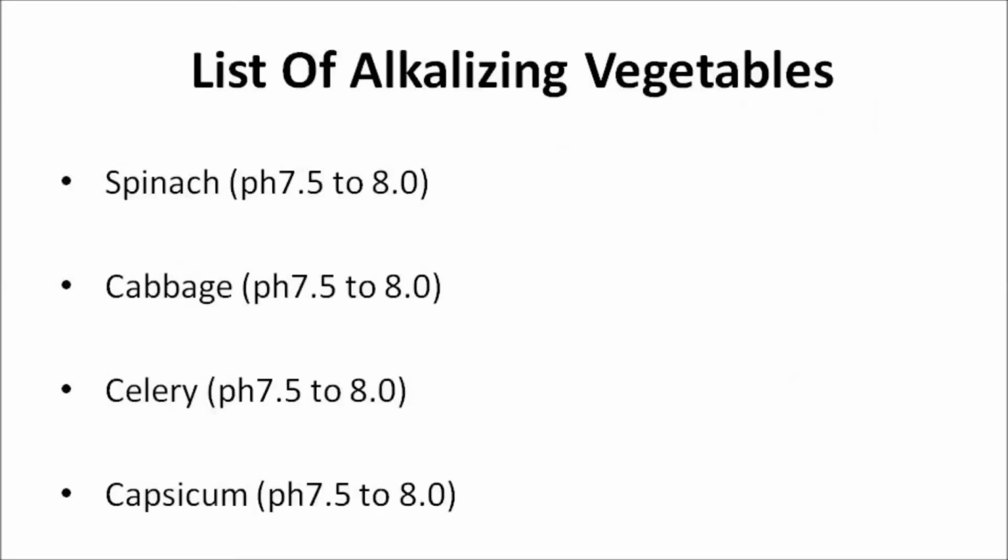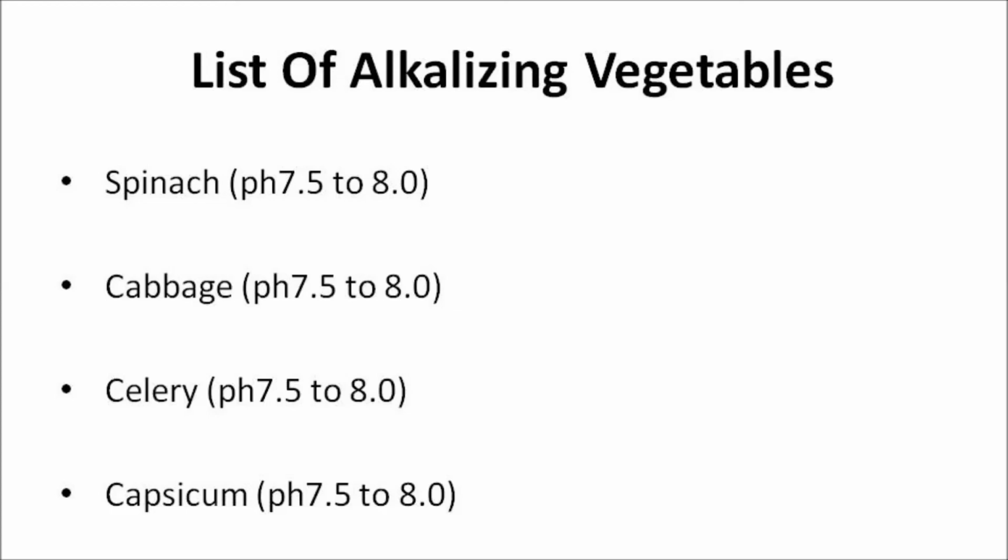Here is a list of some alkalizing vegetables. Spinach. It's very low alkaline forming. It's moderate in alkaline, with a pH of 7.5 to 8.0, and spinach content raises alkalinity. Cabbage. Low alkaline forming food with a moderate alkaline level of 7.5 to 8.0. It's also a good substitute for coca, and it's mineral rich.